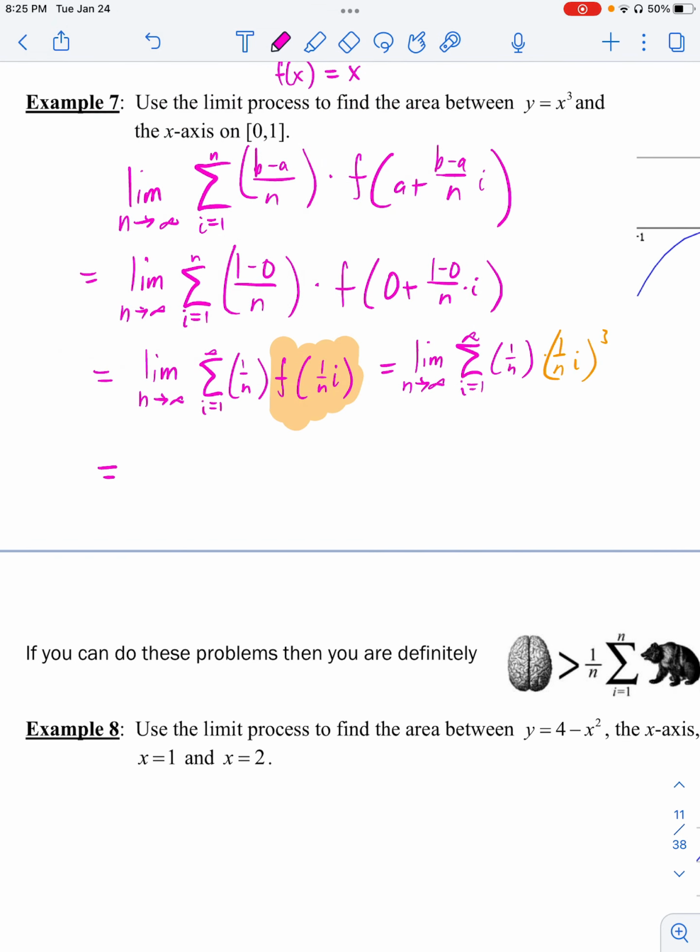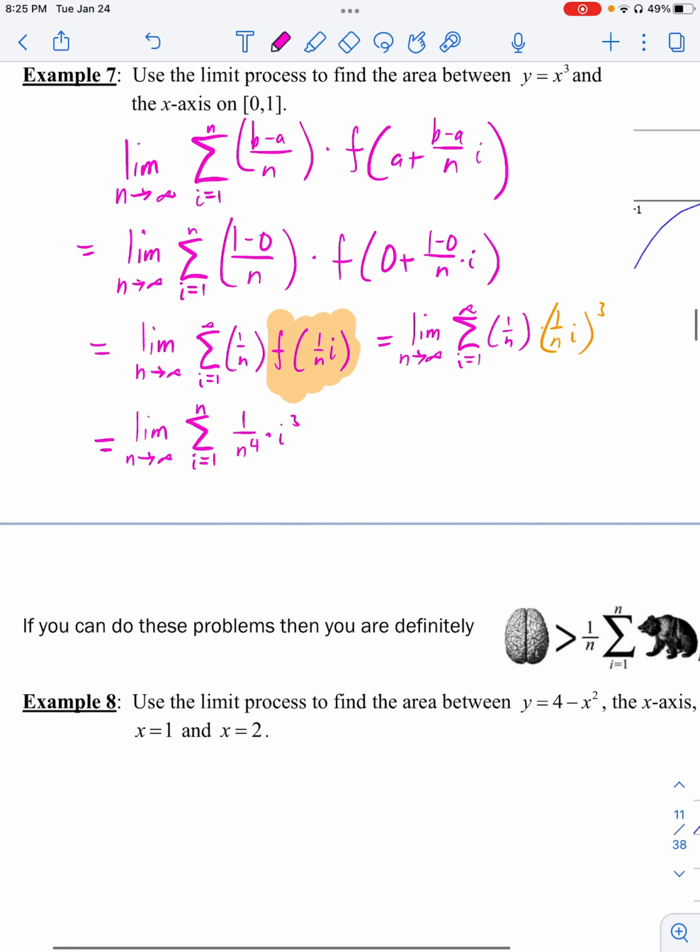So let's cube this and then simplify it. So that's the limit as n goes to infinity of the sum from i equals 1 to n of 1 over n to the 4th times i cubed. Now I'm going to highlight this 1 over n to the 4th.